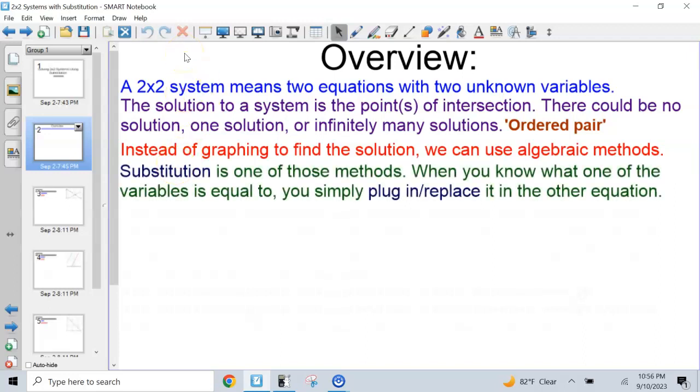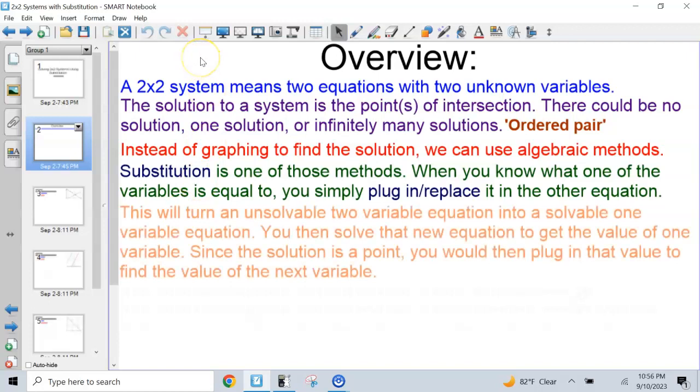Substitution is one of those methods. When you know what one of the variables is equal to, you simply plug that in, or replace it, in the other equation. This will turn an unsolvable two-variable equation into a solvable one-variable equation. You then solve that new equation to get the value of one variable. Since the solution is a point, you plug in that value to find the value of the second variable.